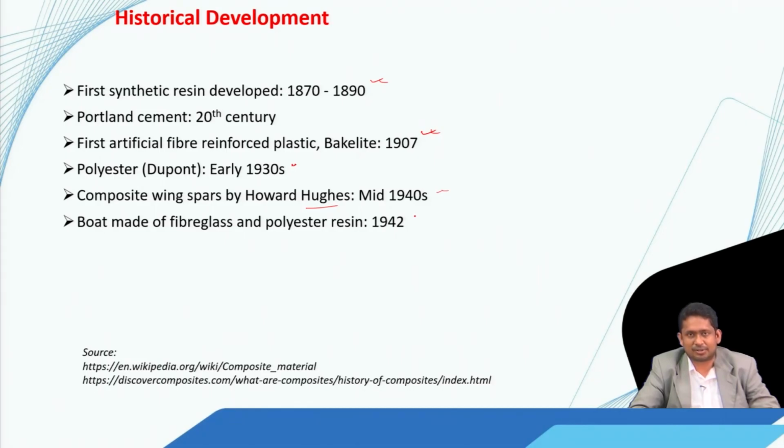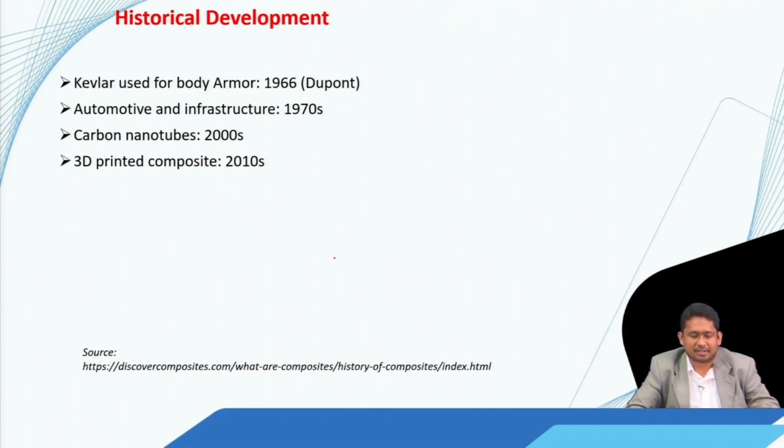Then composite got its application in water transport also. In 1942, fiberglass and polyester resin was used for making boats. So, polyester resins are better corrosion resistant. So, that is why it is used in applications where exposure to water is involved. Then Kevlar was used for body armor, that was also at around 1966. Then automotive and infrastructural use came at around 1970s.